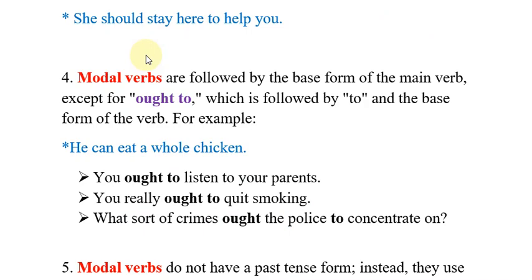For example, you simply say he can eat a whole chicken. We have can and then eat, the base form, without to, without s. But when you have ought to, the to is always here. You ought to listen to your parents.